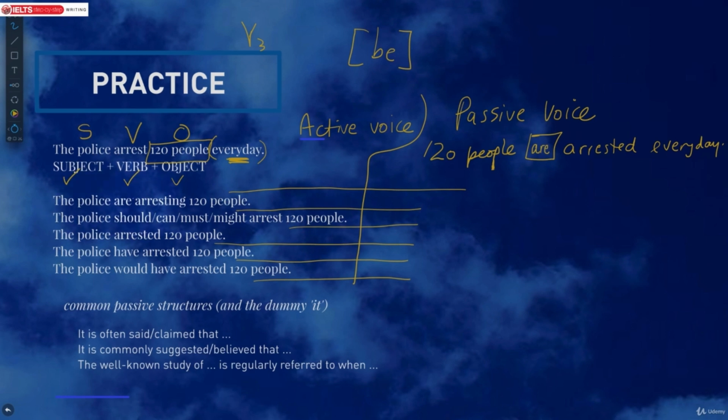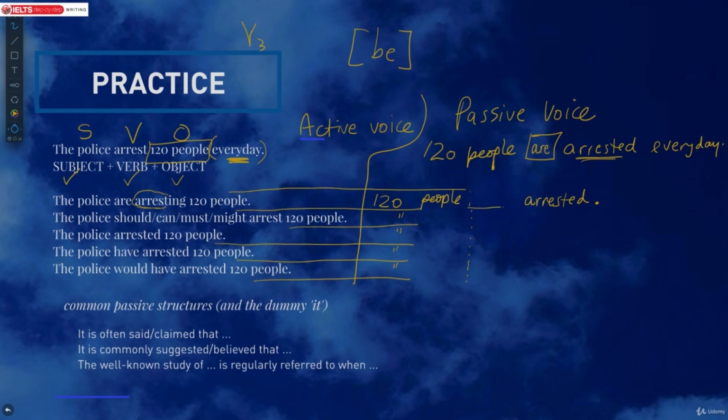All right, let's start. So it's always going to start with 120 people because that's the new subject. The object is taken from the active. So we'll just keep this all the same, 120 people. Now, the police are arresting 120 people. So what we're doing is we're taking the main verb, in this case it's arresting, and we're keeping it as verb 3. Okay, so arrest stays the same. Arrested, and then we can change this. There's no every day here, so there we go. We can just full stop there.